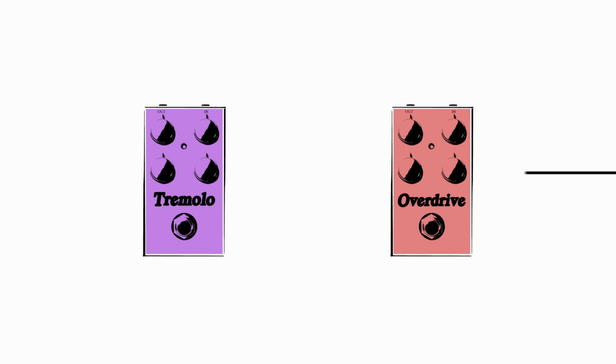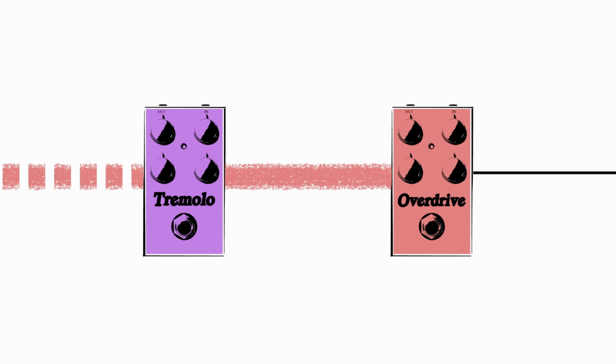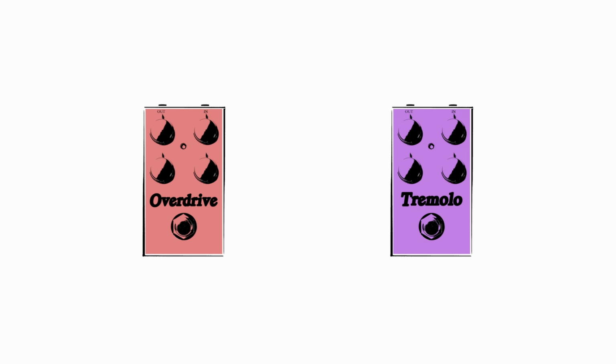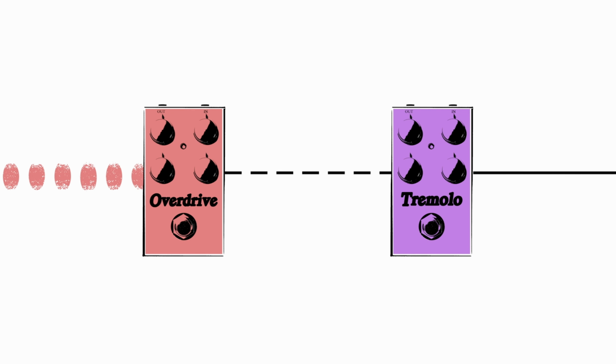When the overdrive is first, the tremolo will receive an overdriven sound and then create a tremolo effect on top of that. The final result is the volume alternating up and down, but the amount of distortion will stay constant. In the reverse order, the overdrive pedal is receiving a sound that is already alternating up and down in volume. What happens now is that the amount of distortion will actually change as the tremolo is turning the volume up and down. That's because overdrive pedals distort less when they receive less signal.